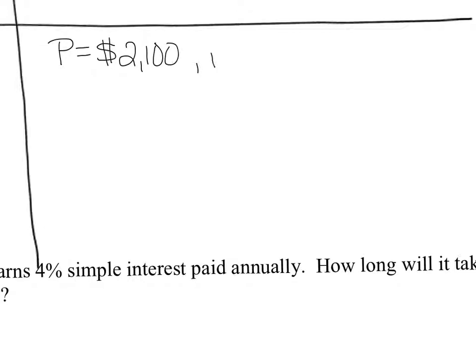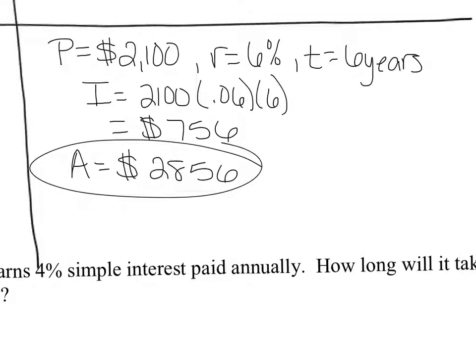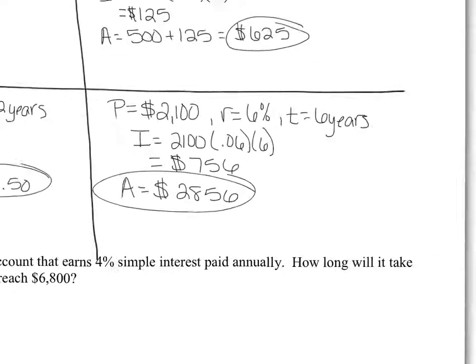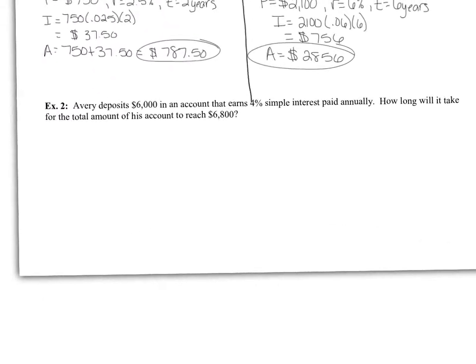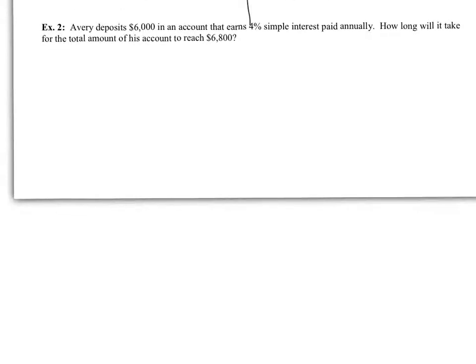Okay, once you guys do this last one on your own, if I have a principal of $2,100 at a rate of 6% and time being 6 years. So go ahead, pause the video, plug those numbers into that formula, find my interest and my account balance. All right, you should have gotten interest earned of $756 and an account balance of $2,856.